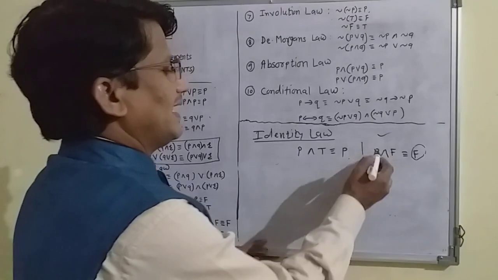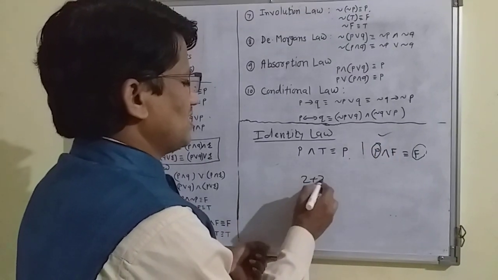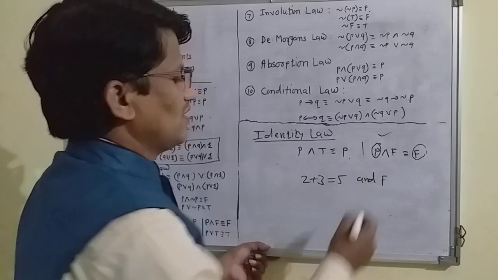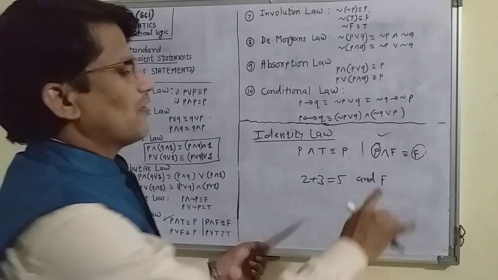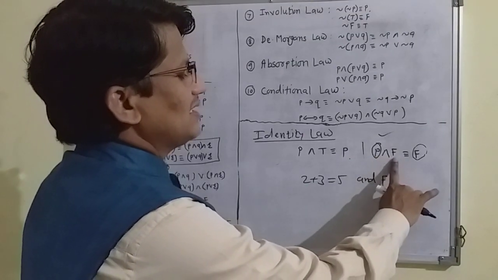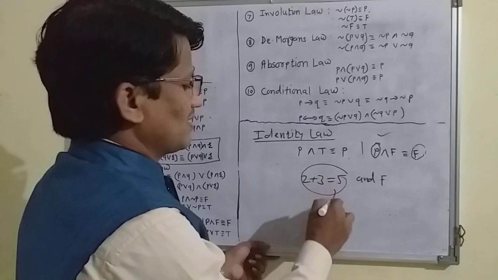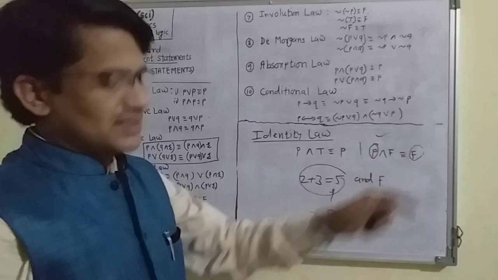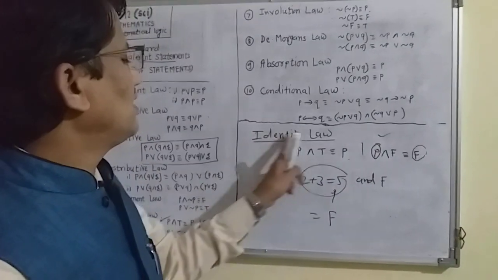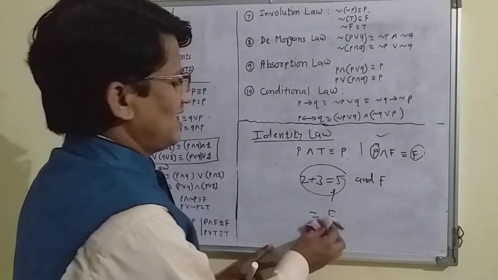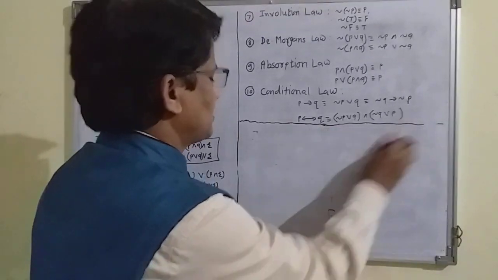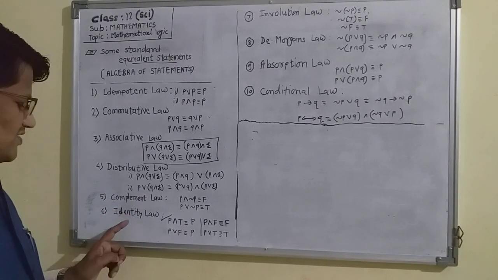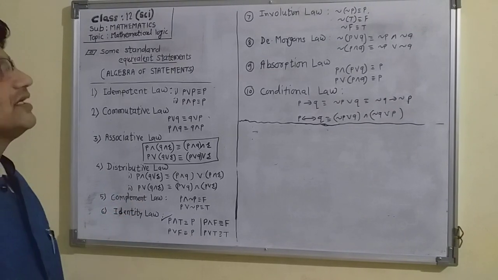Now, in the same way, we can find the answer of this. Suppose P is any statement, suppose 2 plus 3 equal to 5 here, and with F. What is the result? According to this, P and F. Suppose this is a statement having P and F. The result is F. So the truth value of the given statement, as per the identity law, is F. Thus we finished the proof of the complement law as well as the proof of the identity law.